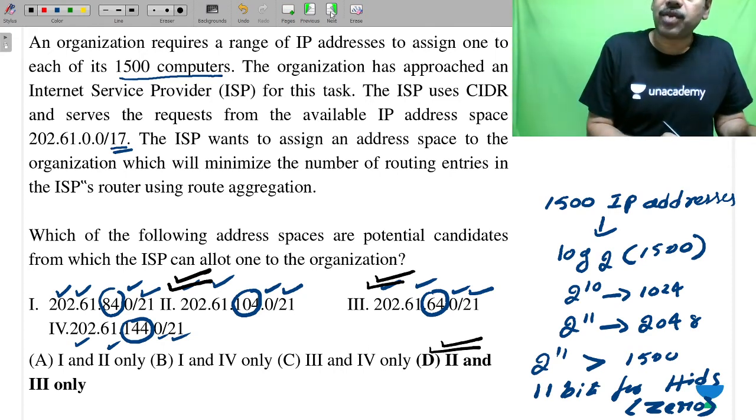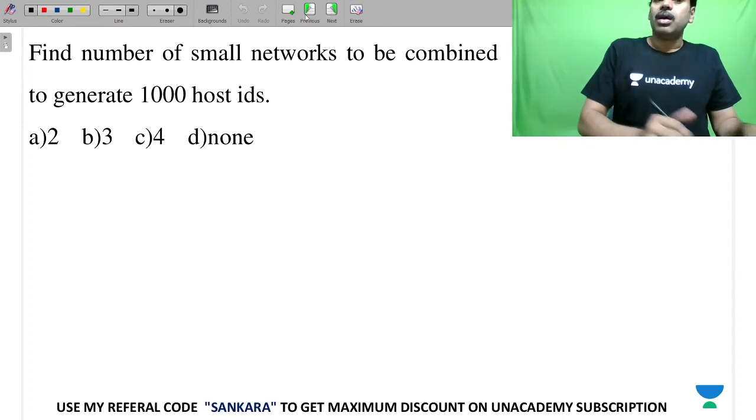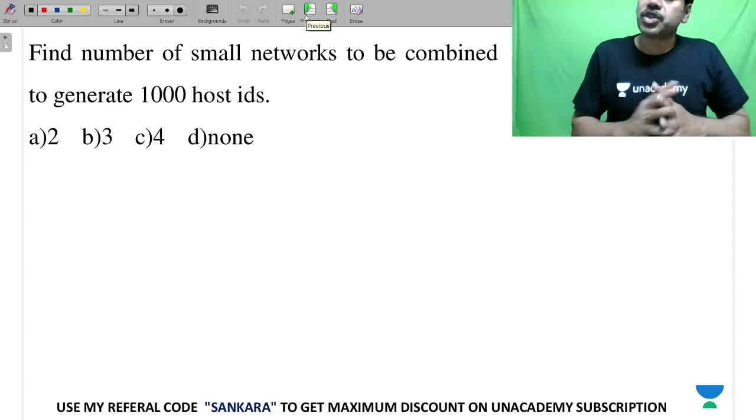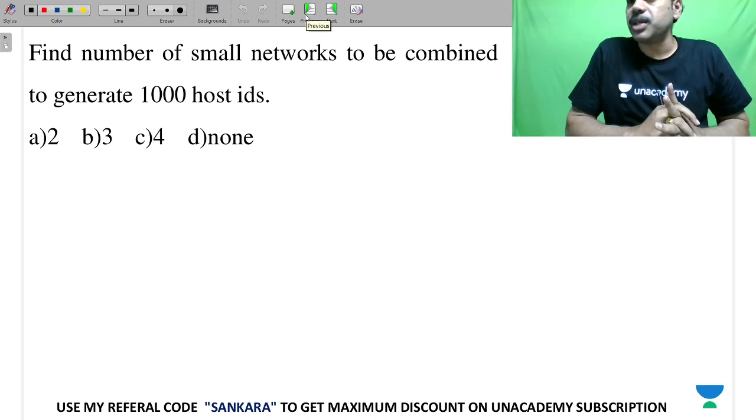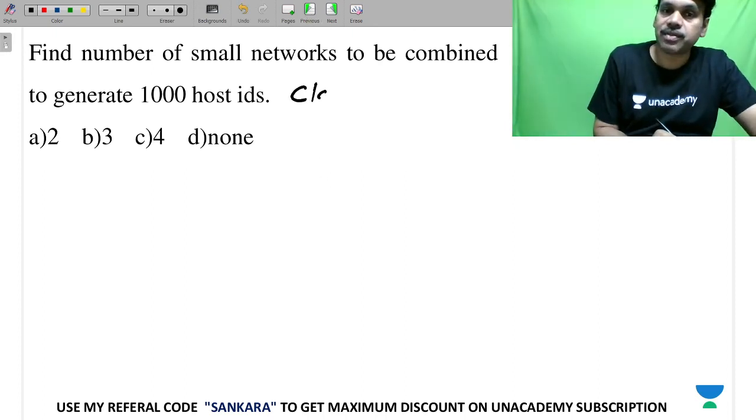So let us crack one more question. Find the number of small networks to be combined to generate 1000 HIDs. So he is asking this from a class C network.